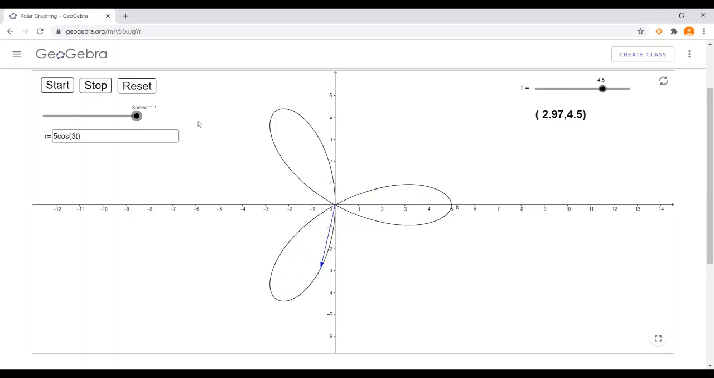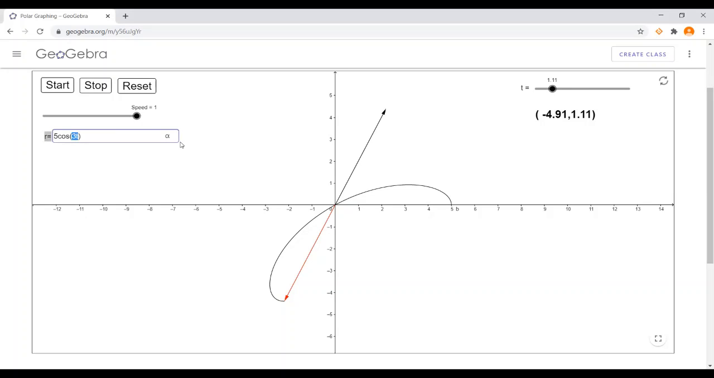So you can see, let's do it rather quickly, how it is drawn out. When you see the blue, that is a positive angle and a positive radius. When it's red, you still have the positive angle, but it's drawing a negative radius. All right, let's stop this and try another rose curve.